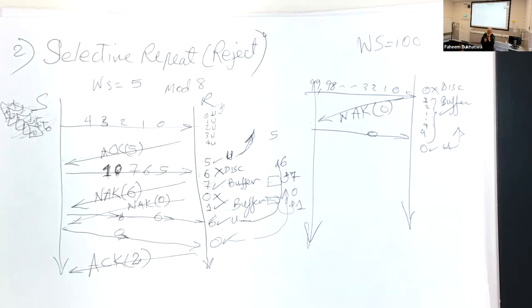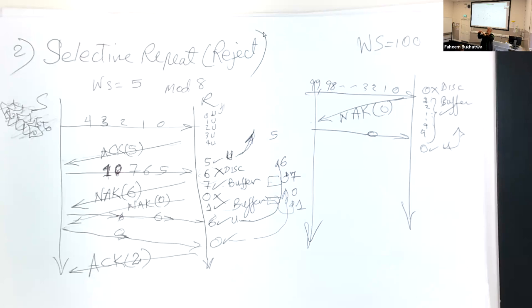So if we say window size 5, that means the sender must be able to keep 5 frames, send them, and keep copies of them. But the receiver, how much memory does the receiver need? It will never need 5 because, you know, the worst case, maybe the last frame is bad. So if it gets 1, 2, 3, 4, send it to the user. We don't even need to keep them in memory.